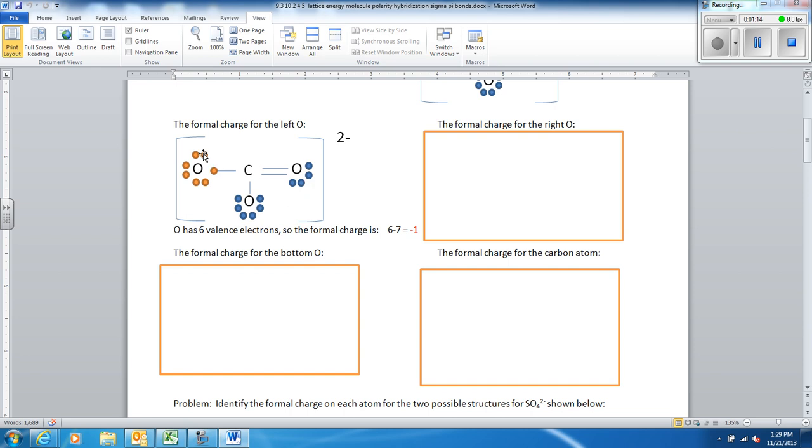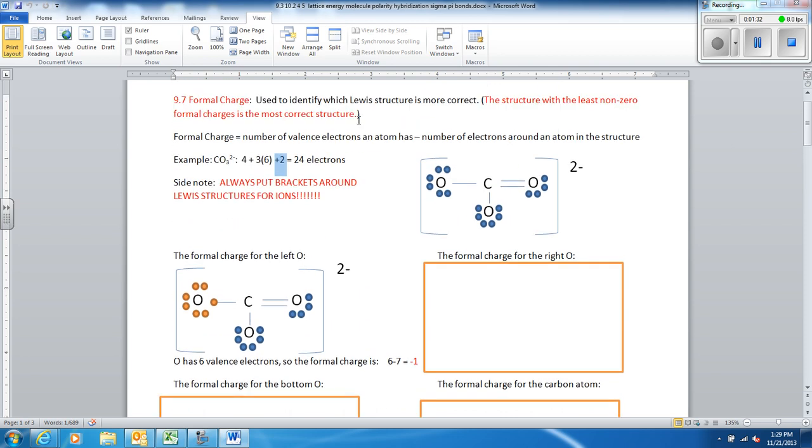And here we go. We have 1, 2, 3, 4, 5, 6 electrons that oxygen owns by itself, and then these oxygen and carbon are sharing these two. We only count this as 1 when we are doing formal charge. So this counts as 7 total electrons around the oxygen, and the definition was valence electrons, which is 6 for oxygen, and then we subtract the number of electrons around the atom, which was 7. So the formal charge on this oxygen would be -1. 6 minus 7 is -1.